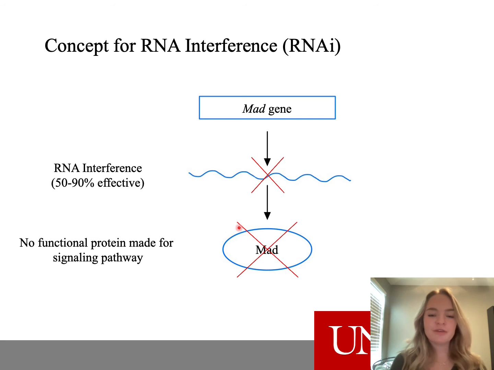And using RNA interference is only 50 to 90% effective. So hopefully, no functional protein was made for a signaling pathway, but it's really difficult to know because of the low success rate of RNA interference.